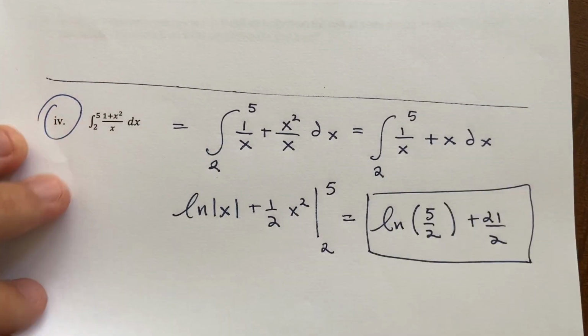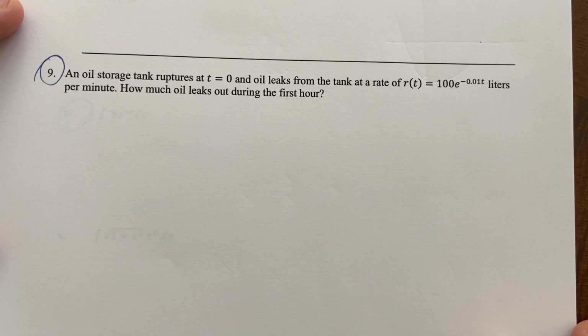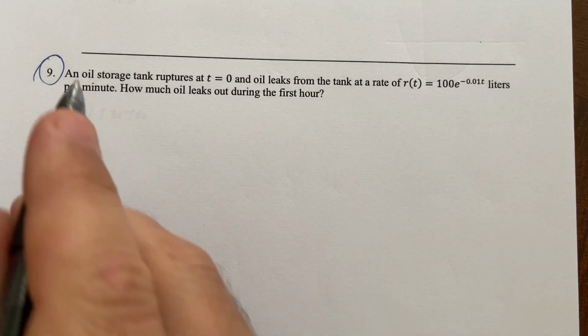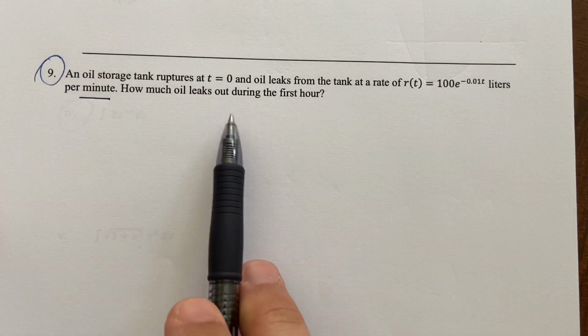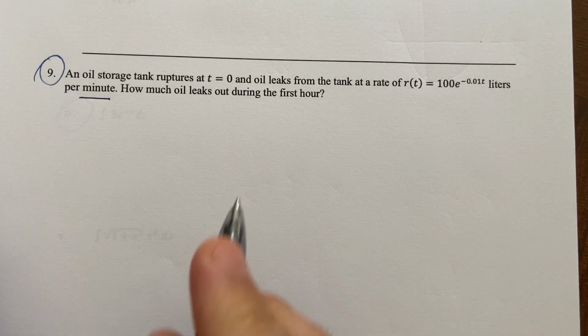All right, on to number 9. This one says an oil storage tank ruptures at t = 0, and oil leaks from the tank at this rate, in liters per minute. It says how much oil leaks out during the first hour. So important to note that this is liters per minute, and we're being asked to find the amount in the hour. So what we want to do is integrate for sure.